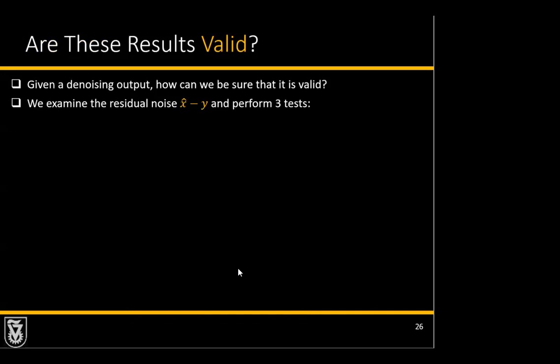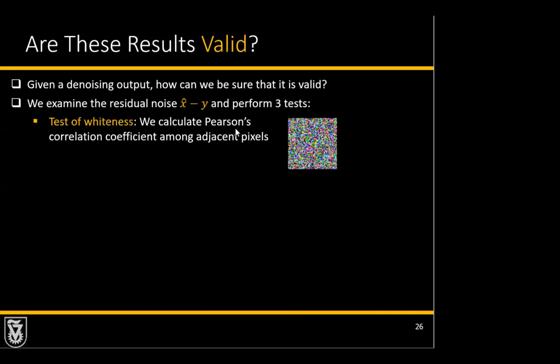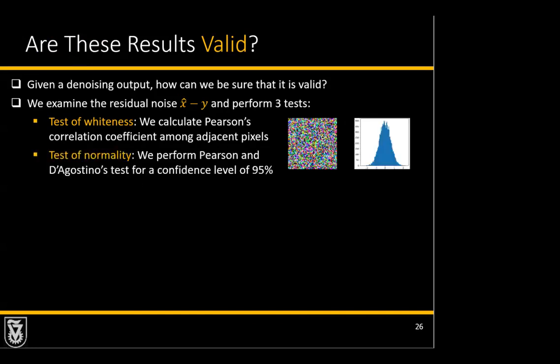So what we did, we looked at the difference between our denoised result and the noisy input. And this difference should be the noise, right? It should be the residual noise. It is also called in the literature method noise. So we examined our method noise and performed some tests. In order to test that it is uncorrelated, we tested the Pearson correlation coefficient among adjacent pixels. Pixels that are next to each other, we made sure that they are not correlated. We tested the normality. We performed a statistical test from Pearson and D'Agostino that tests whether the given vector is considered to be Gaussian or not.